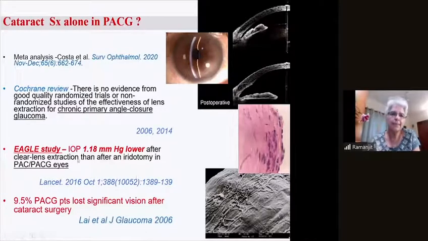The EAGLE study, which everybody quotes, writes very categorically that the difference between doing only an iridotomy and doing a clear lens extraction, the IOP difference was only 1.18 millimeters. And the authors themselves had said that this is not clinically significant. So please do not quote the EAGLE study to do a cataract, a clear lens extraction or a cataract surgery in either PAC or PACG eyes. More importantly, a lot of them seem to lose vision after cataract surgery.